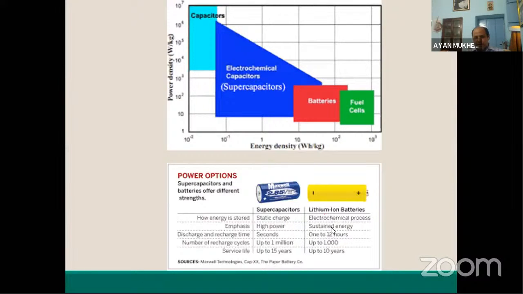So the advantage of supercapacitor is that it takes only a few seconds to discharge or recharge, and the recharge cycle is up to 1 million, that is 10 lakh times it can be recharged, with a service life of 15 years. If we can acquire this type of property in a low cost material, then the cost of electric vehicles using supercapacitor will decrease by a large amount.